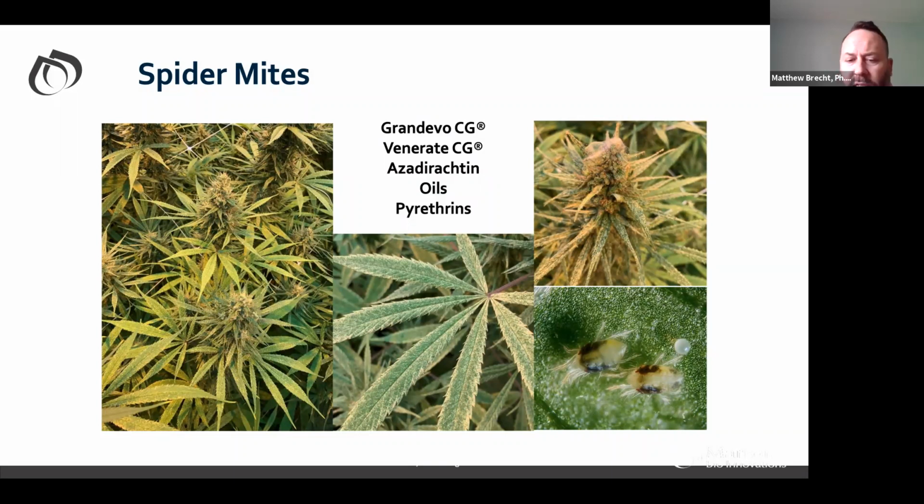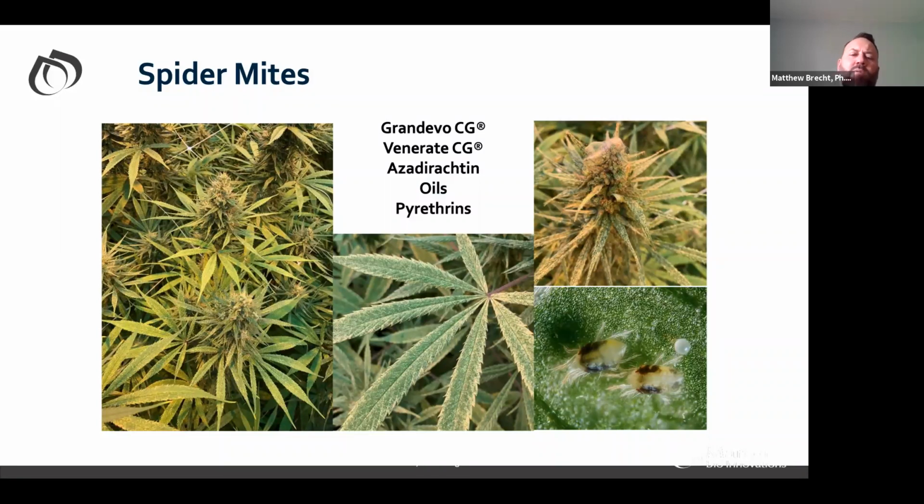And hot, humid conditions inside greenhouses or grow rooms can just explode a population. So the warmer and more humid the environment is, the faster these insects multiply. And this goes with much of the insects that we deal with in cannabis production.